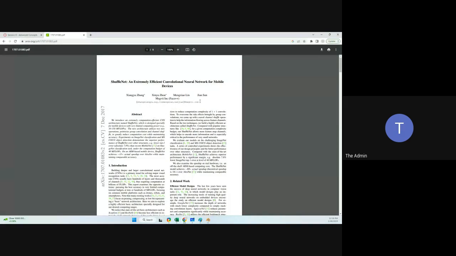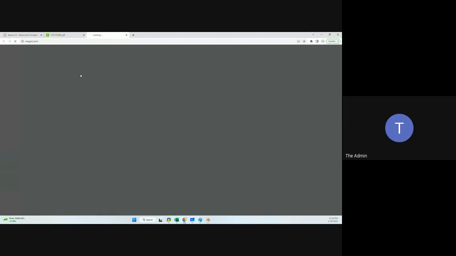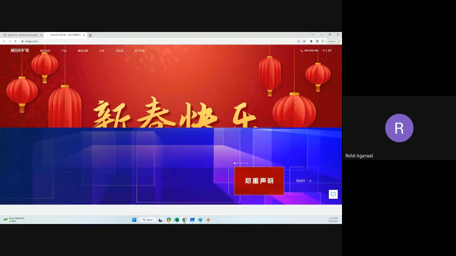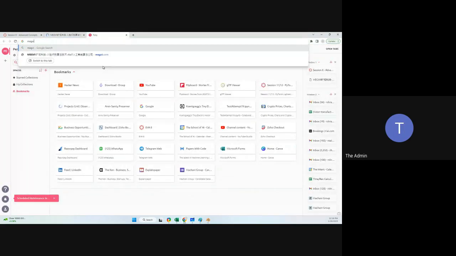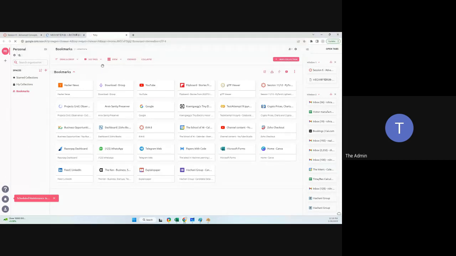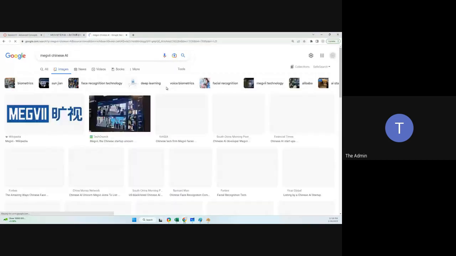Megwe. Anyone know about Megwe? Anyone has heard about Megwe? No. So let's search outside Megwe and look at news. This is what they do.